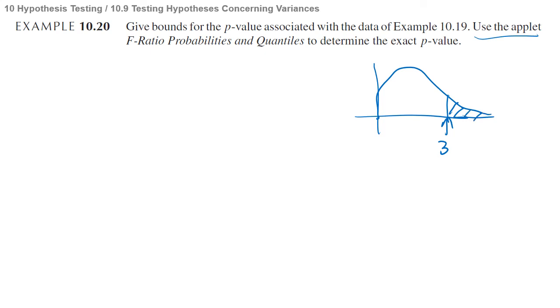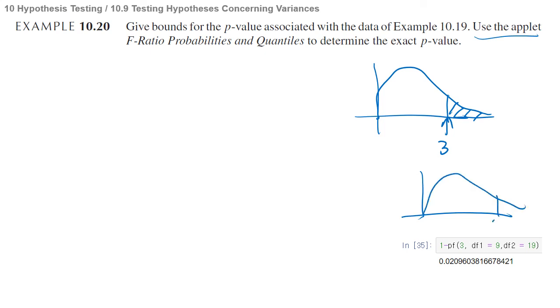To do that, we can use R. So pf calculates the area here. To calculate this area, that is 1 minus pf of this value. And the resulting p-value is this one. So this is the result.